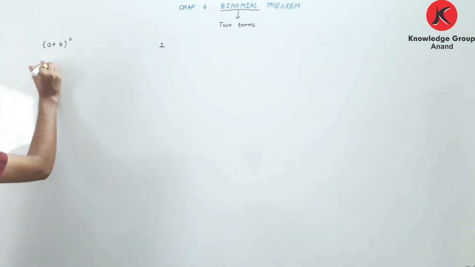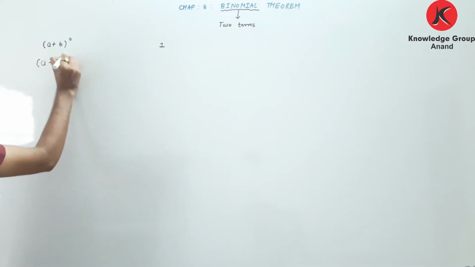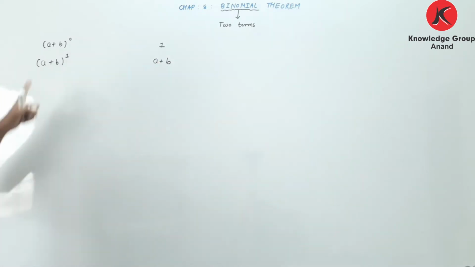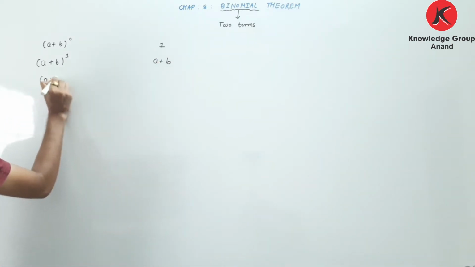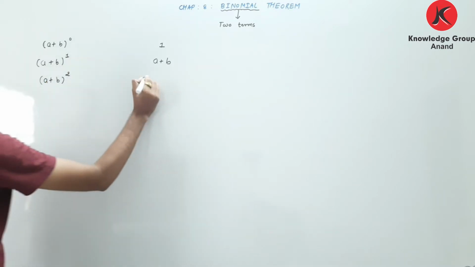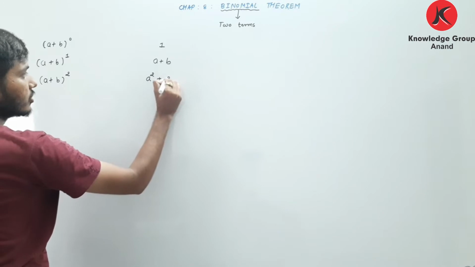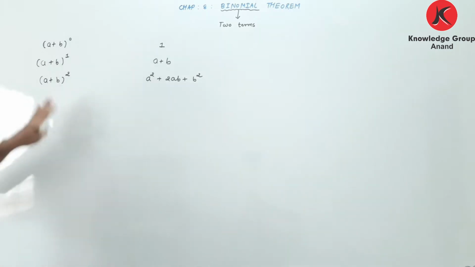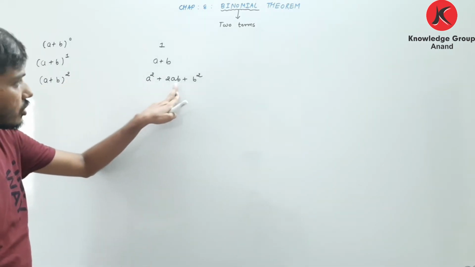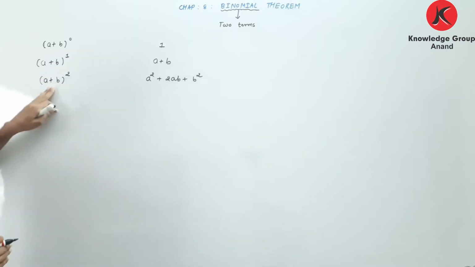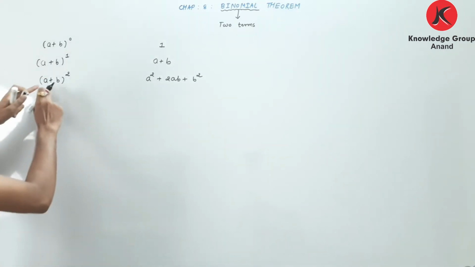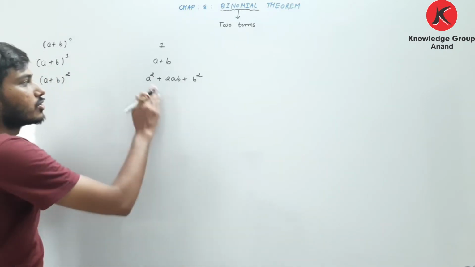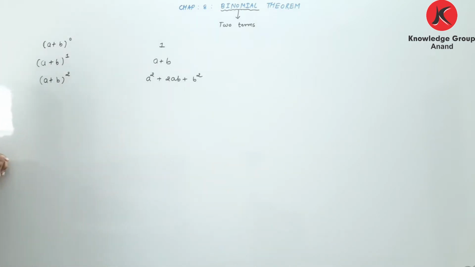Now, you also know that a plus b raised to 1 is a plus b. Next, a plus b whole square is equal to a square plus 2ab plus b square. You also know this. How can we get a plus b whole square? We know that a plus b whole square means a plus b into a plus b, which is equal to a square plus 2ab plus b square.